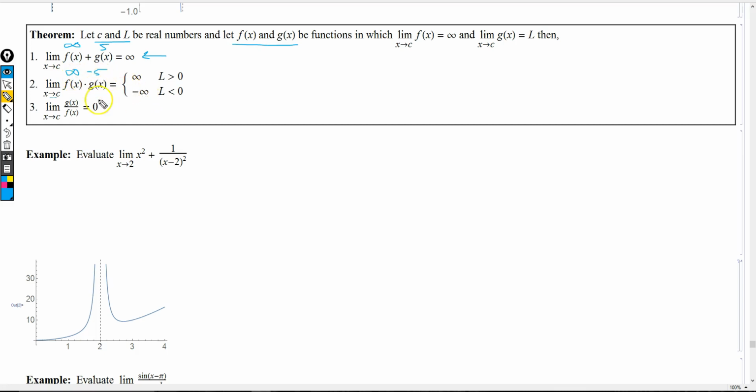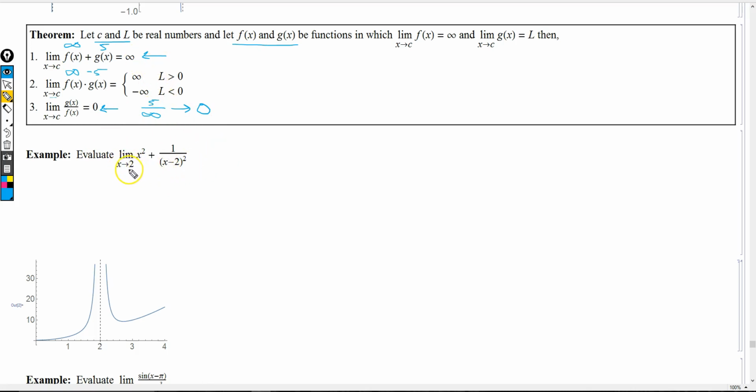So that makes sense. Number 3 says that the limit as x approaches c of g of x divided by f of x is going to be 0. So suppose, for example, g is approaching the number L, which, say, 5, just for example, and f of x is approaching infinity. Well, a number like 5 divided by a really huge number is going to be a really small number. So this is approaching 0. So that result makes sense also. Let's take a look at a few examples where we use these.